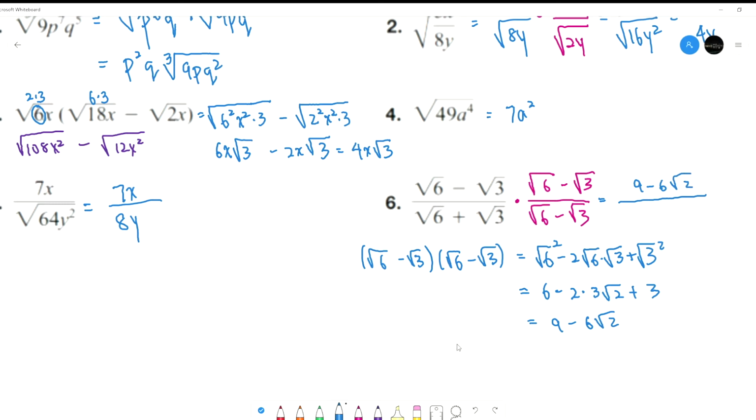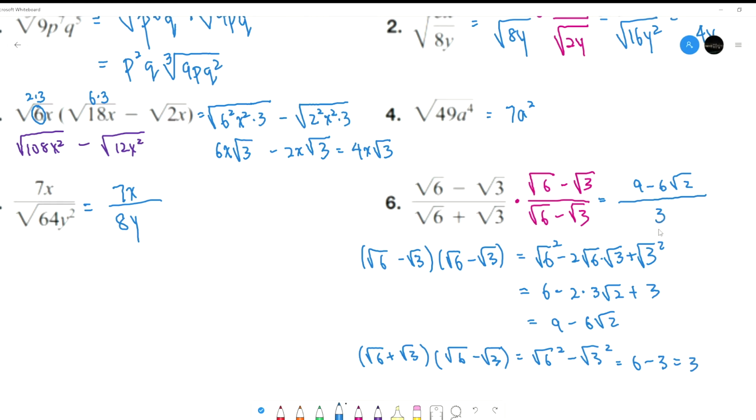Now let's try the denominator. The denominator is a difference of squares. So we have radical 6 plus radical 3 times radical 6 minus radical 3. So the first one is radical 6 squared, and the middle two terms cancel out, right? So we can move on to minus radical 3 squared. So that's simply 6 minus 3 equals 3.